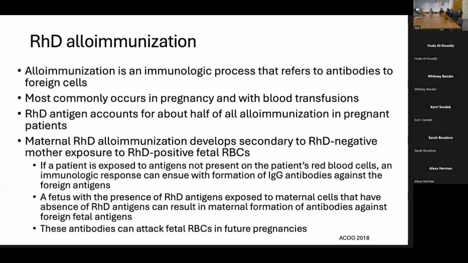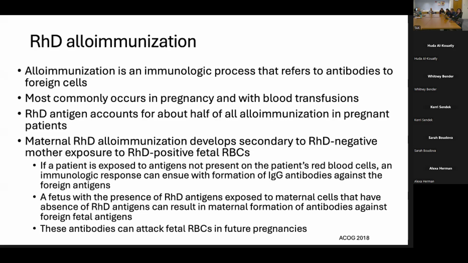So when we're talking about RhD alloimmunization, we're referring to an immunologic process in which antibodies are formed to foreign cells. And so most commonly it occurs in pregnancy and with blood transfusions. The RhD antigen accounts for about half of all alloimmunization in pregnant patients. But of course, as we were discussing earlier, there are a number of other antibodies that can be tested for that can cause alloimmunization.